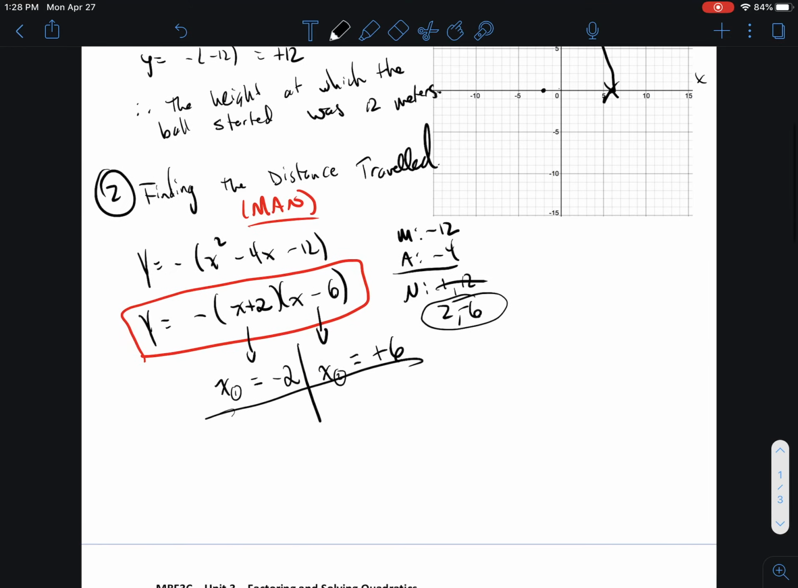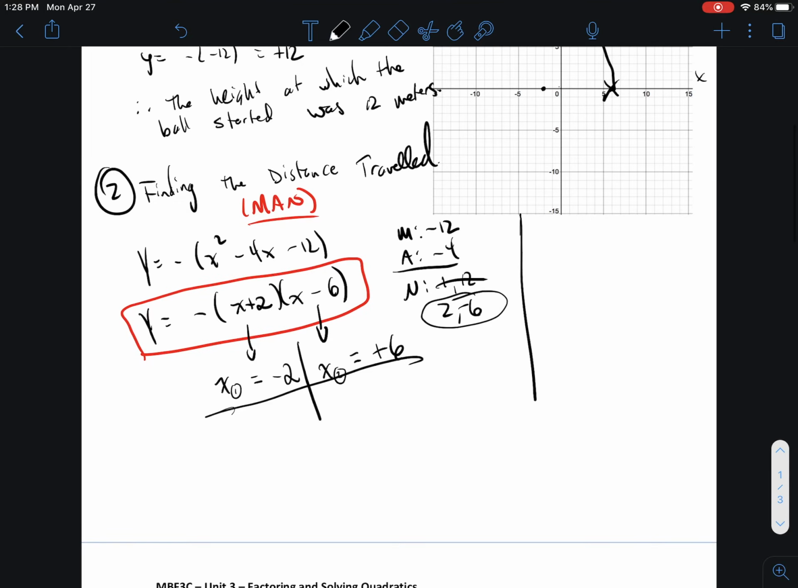But you can answer the question now. I know the ball went up and did something like this, and it came down and made contact with the ground at 6. So I know for sure the answer to one of these questions is the ball traveled 6 meters horizontally, because it's made contact with the ground right there.